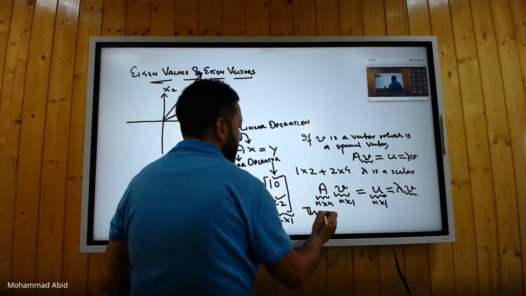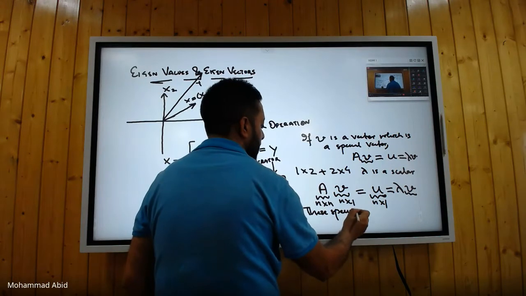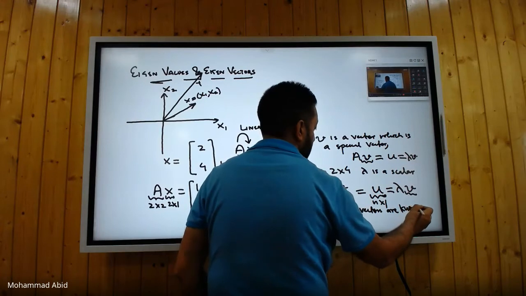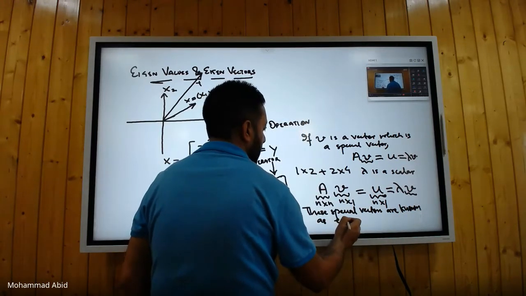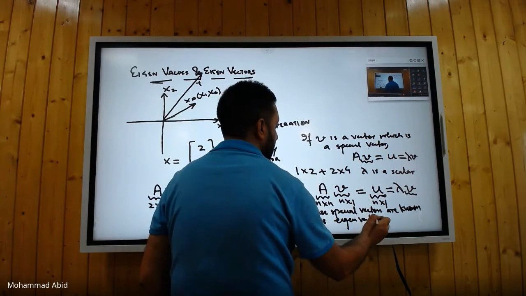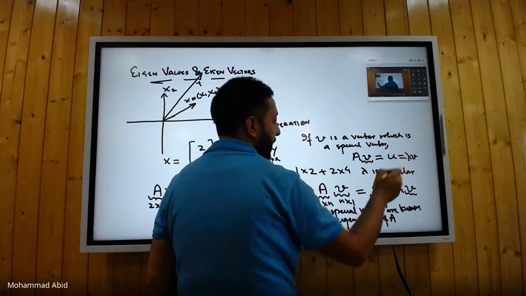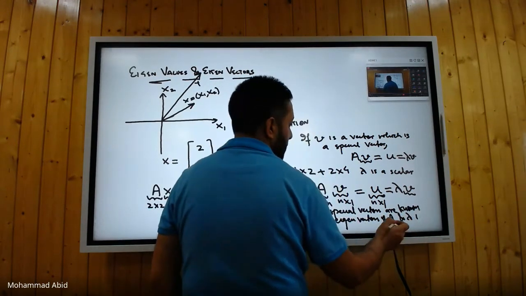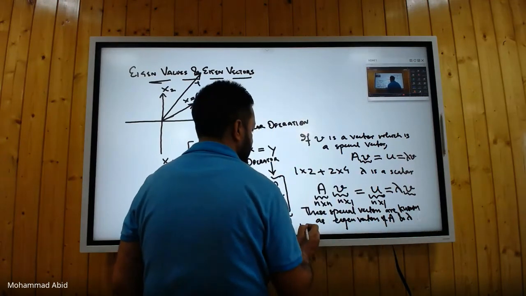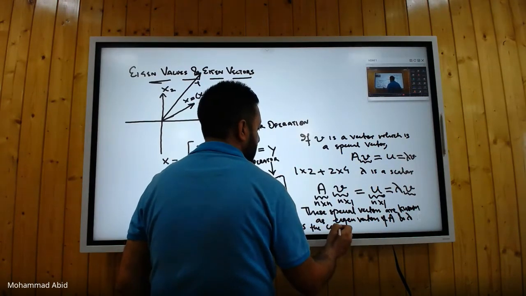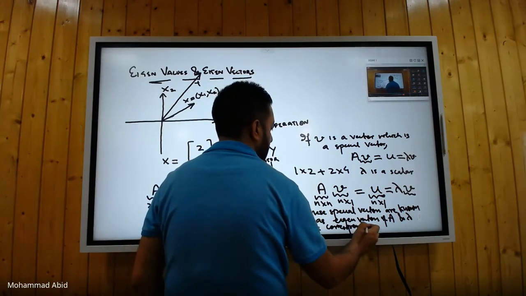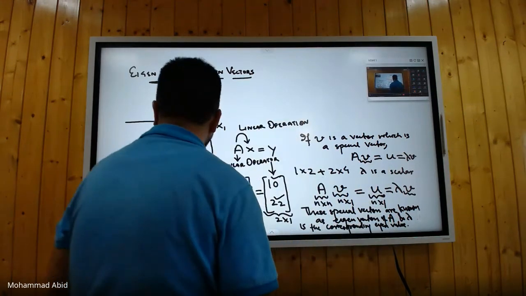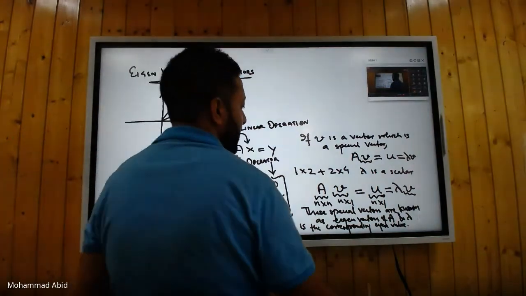These special vectors are known as eigenvectors of A. And lambda is the corresponding eigenvalue, the scaling factor. Lambda is the corresponding eigenvalue. Do you get me? Is that clear?